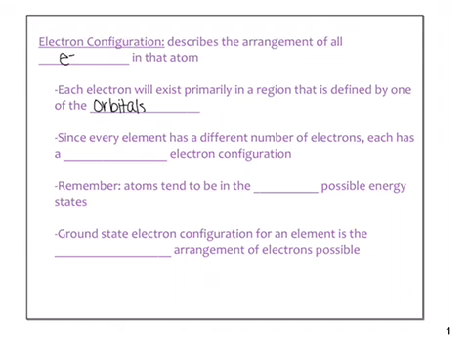So since every element has a different number of electrons, each has a different electron configuration. So that means based off of an electron configuration, we can determine what element is being looked at. So remember, atoms tend to be in the lowest possible energy level. And so that means these electron configurations are going to be ground state electron configurations because this is the lowest energy arrangement that could possibly exist.